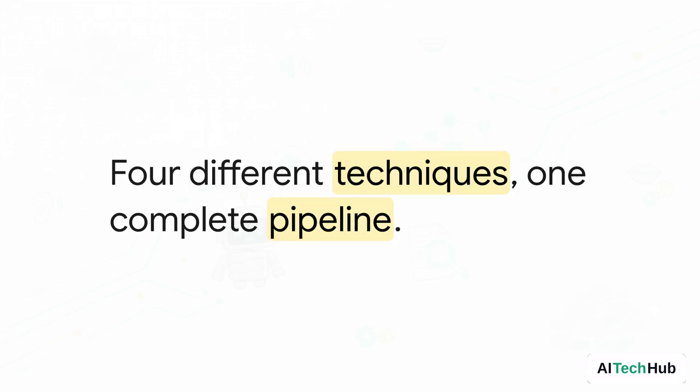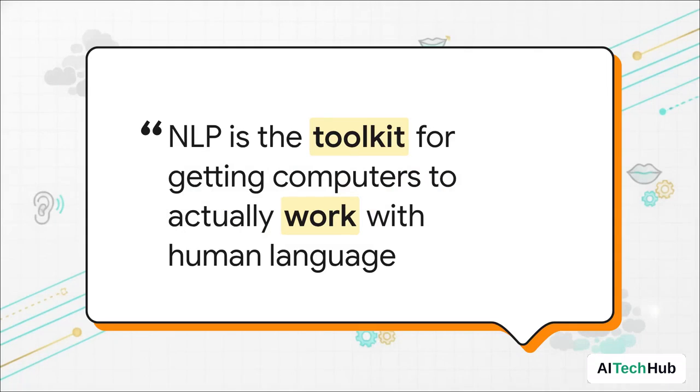Boom. We just watched 4 completely different analytical techniques come together to form one real, complete pipeline. And honestly, the best part? They're all working simultaneously on the exact same original email to build a multi-layered, highly accurate understanding of what the human actually wanted. Let's take a second to recap what we've learned today by looping back to our core quote. NLP is the toolkit for getting computers to actually work with human language, not just store or display it.